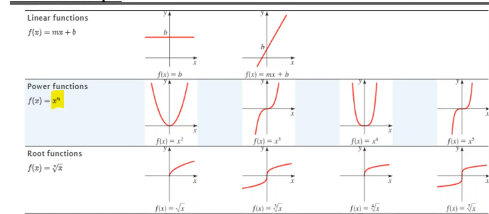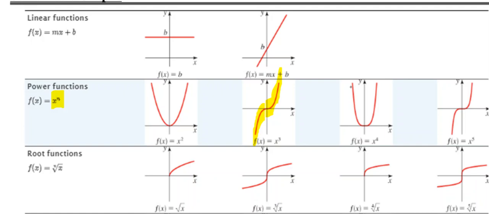X squared is a pretty famous one. That's the parabola, a quadratic function. X cubed is the basic cubic function here. For negative x's, it's negative. For positive x's, y is positive. That's how it's different from x squared. It kind of has that flattening out at the origin.